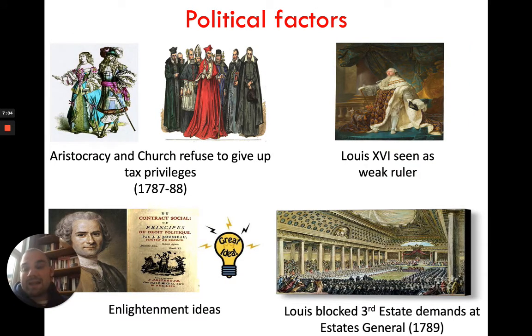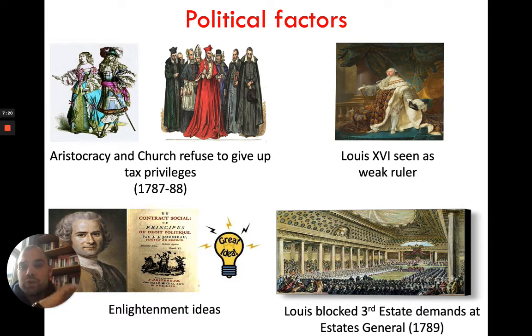Now, there were also political factors, okay? Now, sometimes the political factors and the economic factors will overlap with each other, okay? Now, political factors are essentially to do with who had power in the society, okay? How it was run, how it was structured, okay?